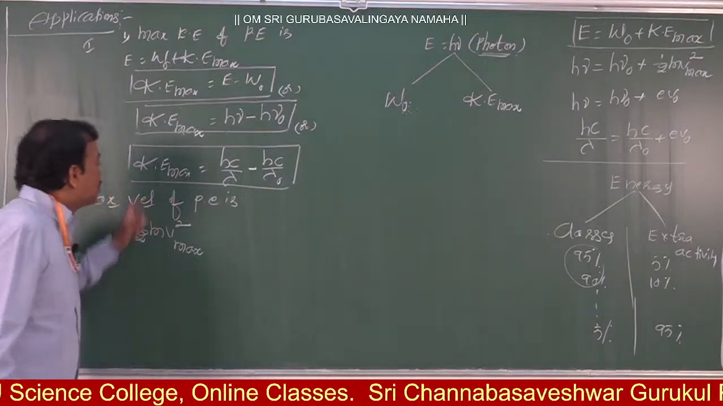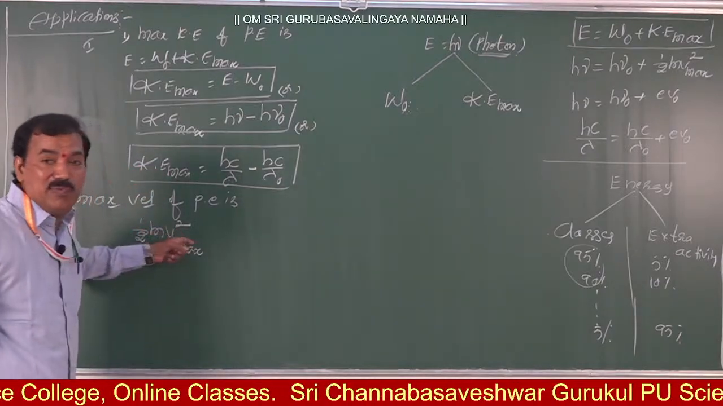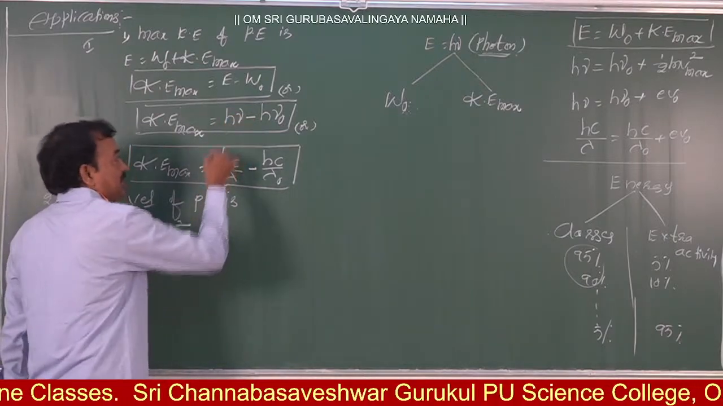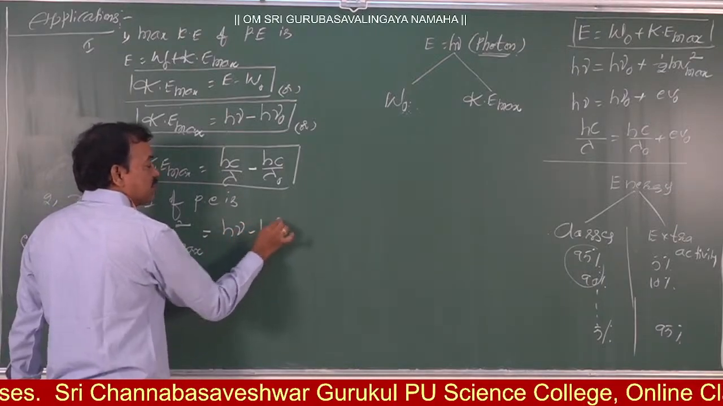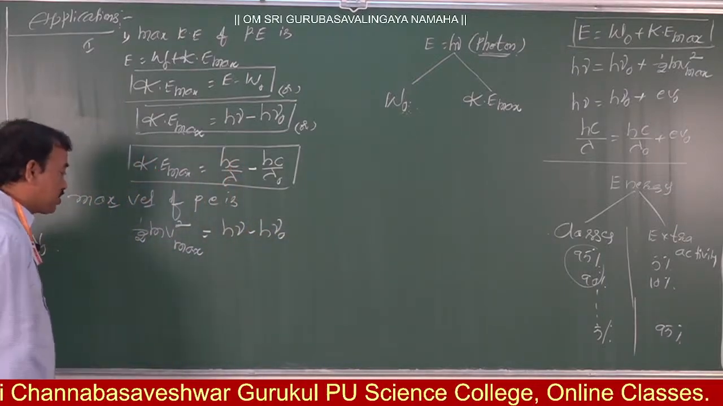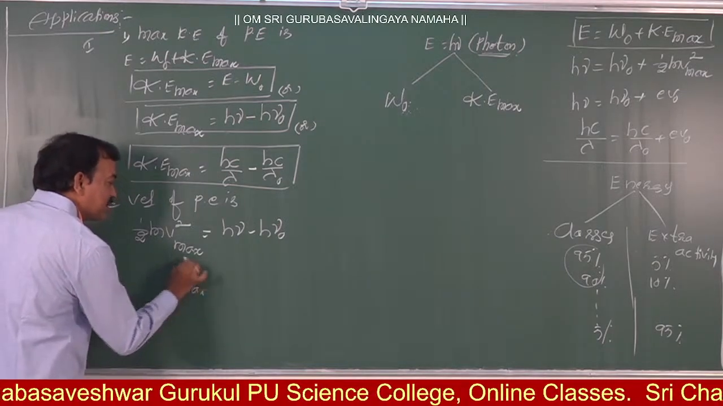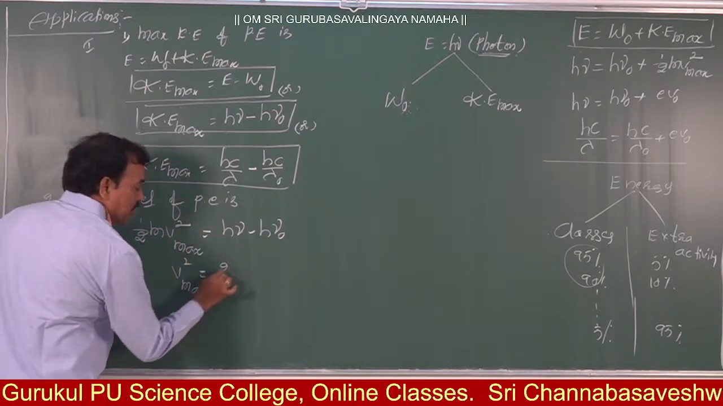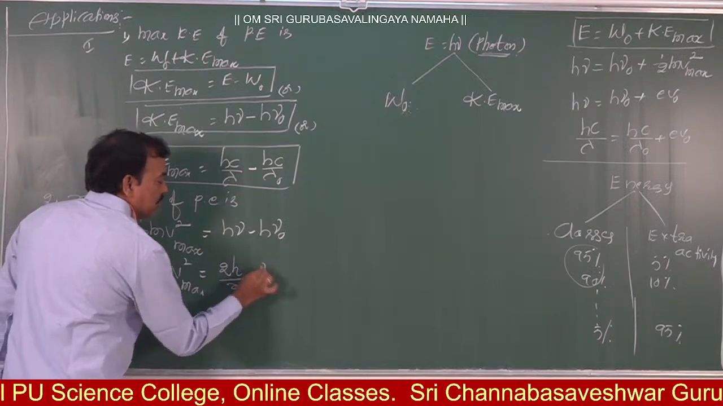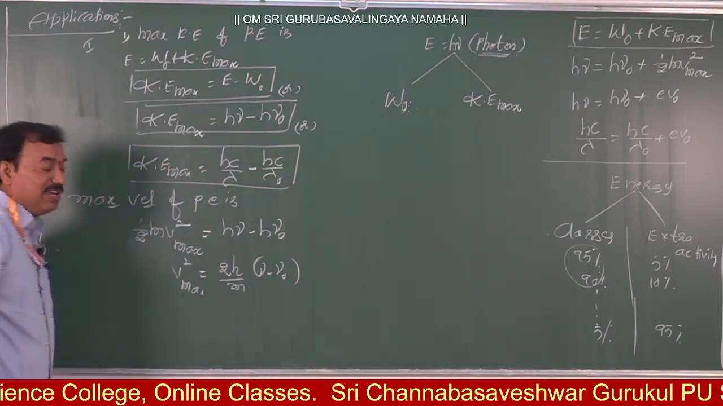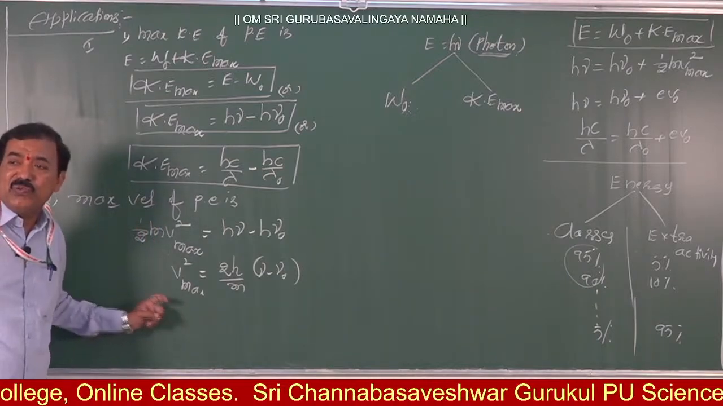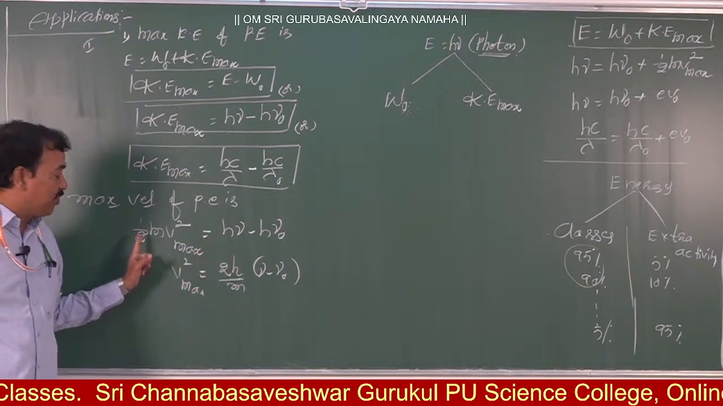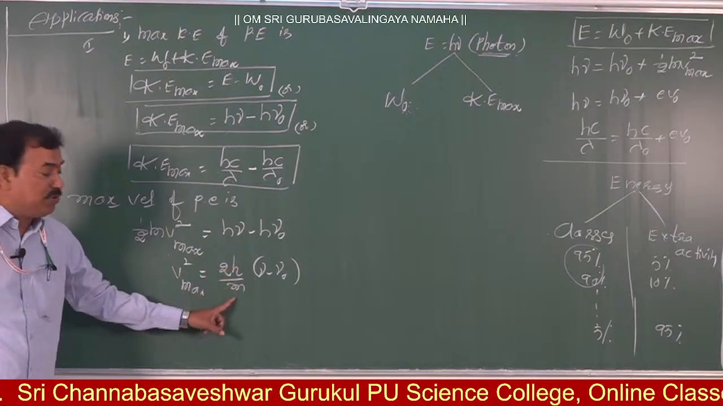Now what is the equation here? Ke max is equal to half m v maximum square, which is equal to any one equation, say h nu minus h nu naught. So what is the V max square equation? V maximum square is equal to, h is common here, this is one by 2, so into 2h by m, into nu minus nu naught. I wrote the direct equation here. So V maximum square is equal to 2h by m into nu minus nu naught.